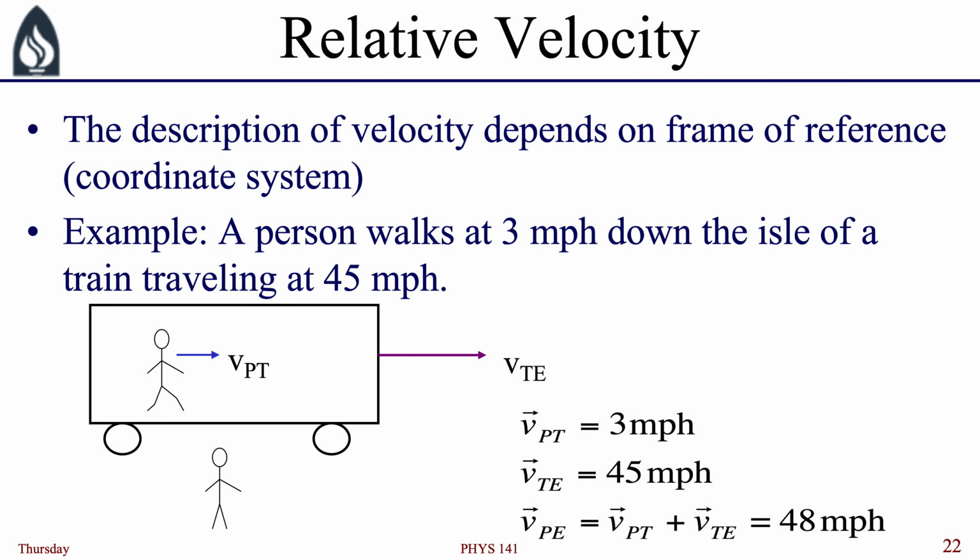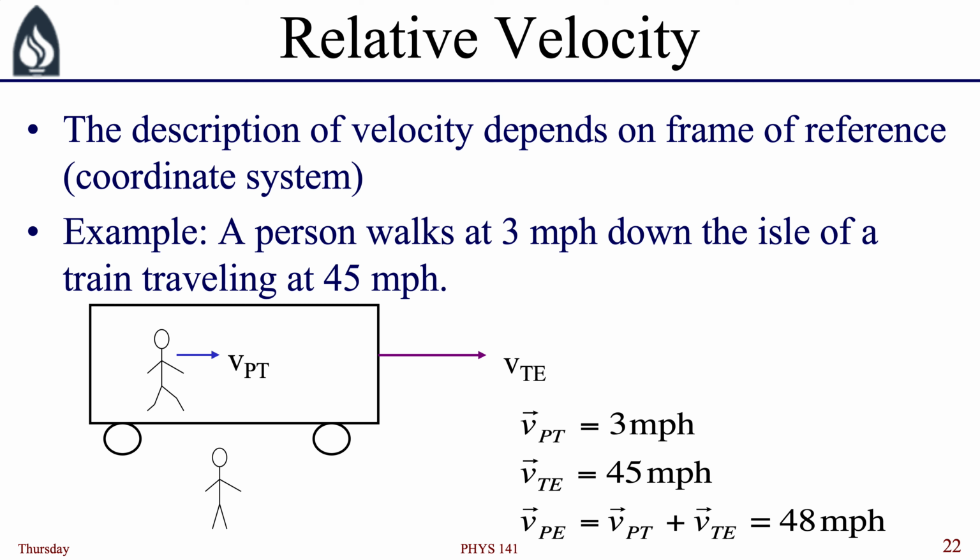So we've been talking so far about relative displacements. The same sorts of things hold true for velocities. So the description of the velocity also depends on the frame of reference or the coordinate system being used. So for example, let's suppose that a person walks at 3 miles per hour down the aisle of a train and that the train is traveling at 45 miles per hour. So we would say that the velocity of the person with respect to the train is 3 miles per hour. That's how fast they're moving relative to the train car that they're in.